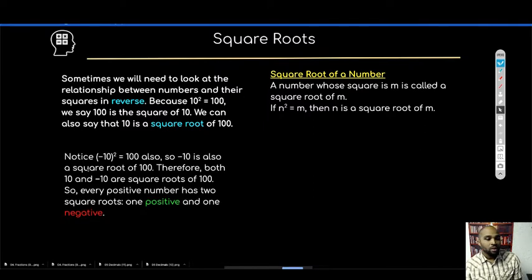But also notice this important feature. Negative 10 squared, as we just mentioned, is also 100. So negative 10 is also a square root of 100. Therefore, both 10 and negative 10 are square roots of 100. So I can have 2 possible answers. Why? Because negative 10 squared would give me 100, and 10 squared would give me 100. So every positive number has 2 square roots, 1 positive and 1 negative.